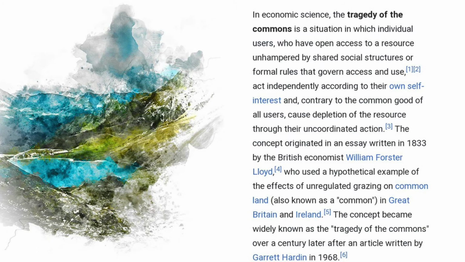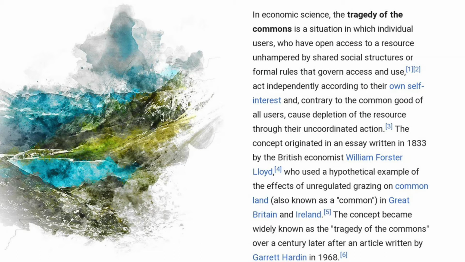In economic science, the tragedy of the commons is a situation in which individual users who have open access to a resource, unhampered by shared social structures or formal rules that govern access and use, act independently according to their own self-interest and contrary to the common good of all users, and cause depletion of the resource through their uncoordinated action.